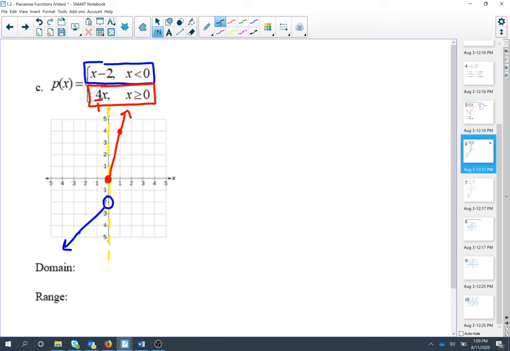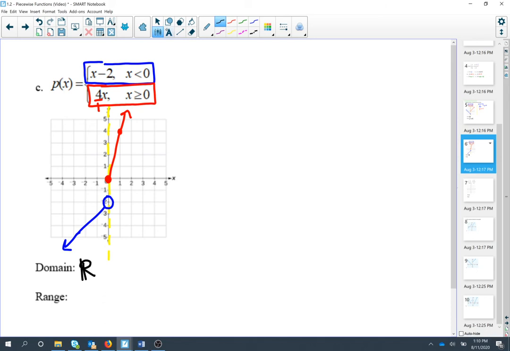Domain, just like before, left to right. If I start kind of at the middle, this line is going to take me the whole way left, so -infinity. I'm going to come up to the break. It's going to be filled in. I'm going to go the whole way right, all real numbers.